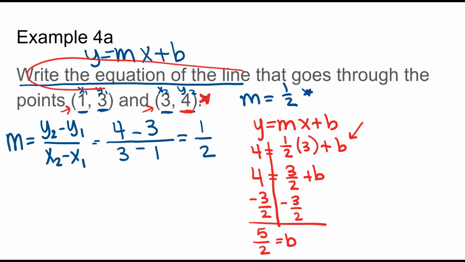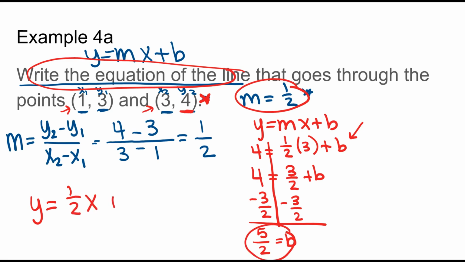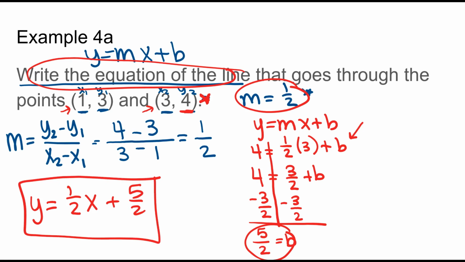Remember, don't circle that. We want an equation. So y equals, our slope is 1/2 x plus our b is 5/2. That is the equation of the line. I'm going to do one more example, and then that's it. You'll do a you-try, and that'll be the end.